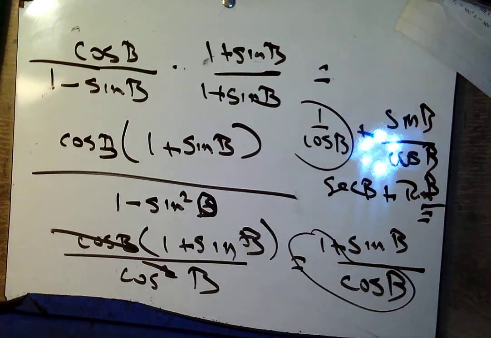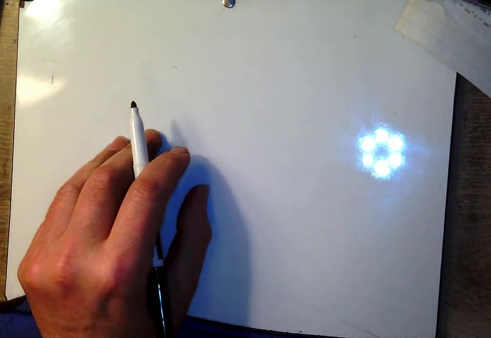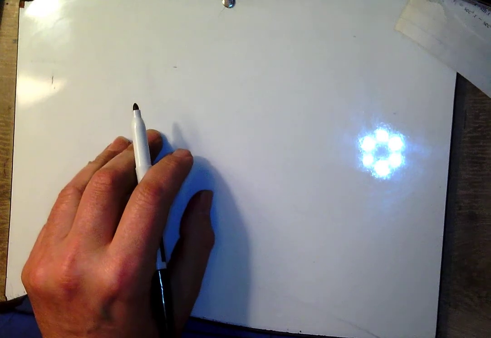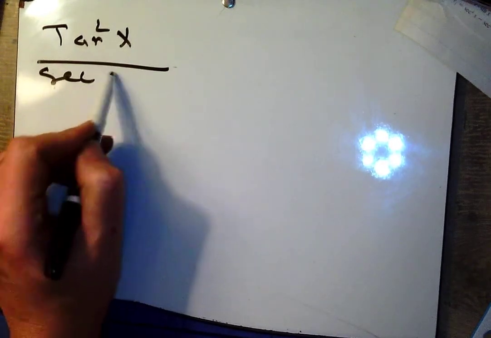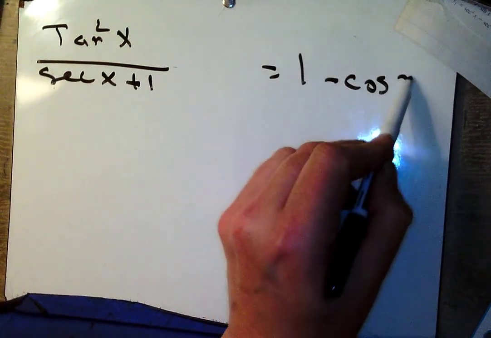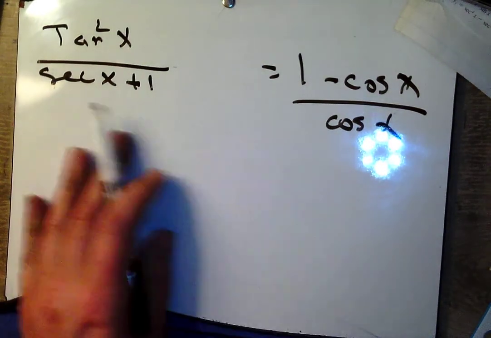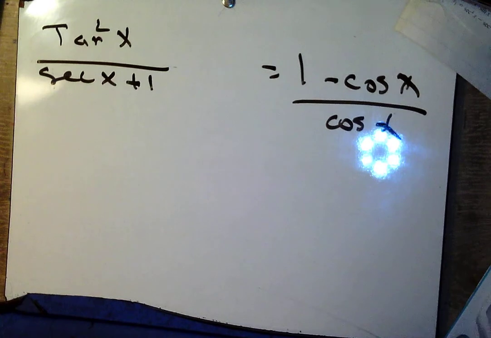And I'm done. Okay? So we've got a bunch of different ways to do this problem. Again, I don't really care which way. Whatever way you see is the way I like it that you do it. Okay? All right. 2, 3 more? Sure. How about this one? Tangent squared x over secant x plus 1. And somehow that's supposed to be 1 minus cosine over cosine. All right. That'll be interesting. Can't wait to see what you make of that.